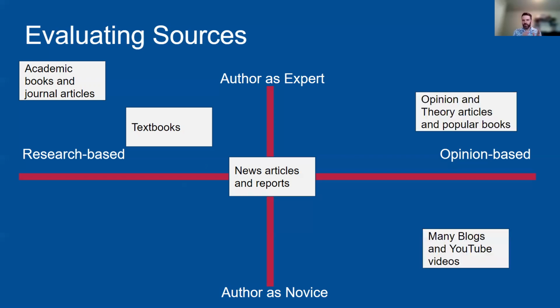Let's look at some others. On the other end here, where we have more opinion-based writing, we have two main categories that I'm showing. One of them is the author might be an expert. They might have a degree in the topic, okay? But they're not writing for an academic audience. They're writing for the public. And so their articles or their books might be more popular, more opinion-based, maybe a little more theory-based, but they're not focusing as heavily on citations and research, okay?